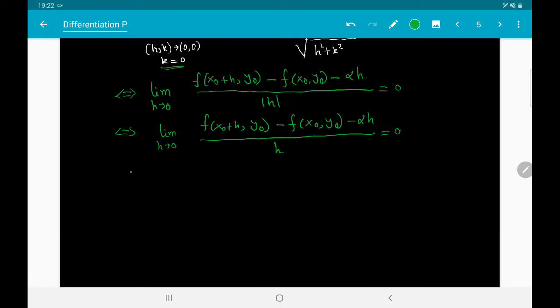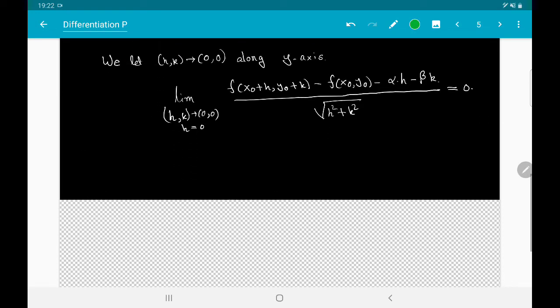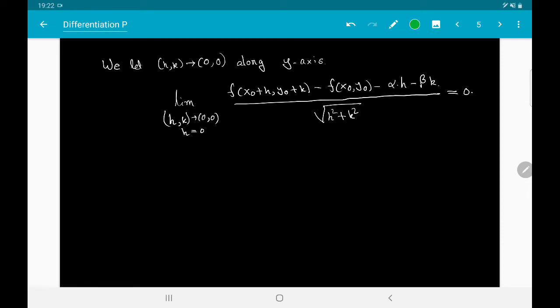And what does this give us? It gives us that alpha is equal to limit h tending to 0 of f of (x0 plus h, y0) minus f of (x0, y0), divided by h. And we have seen this limit before. This is nothing but fx, the partial derivative of f with respect to x at the point (x0, y0). A similar calculation will yield that beta is equal to fy at (x0, y0).